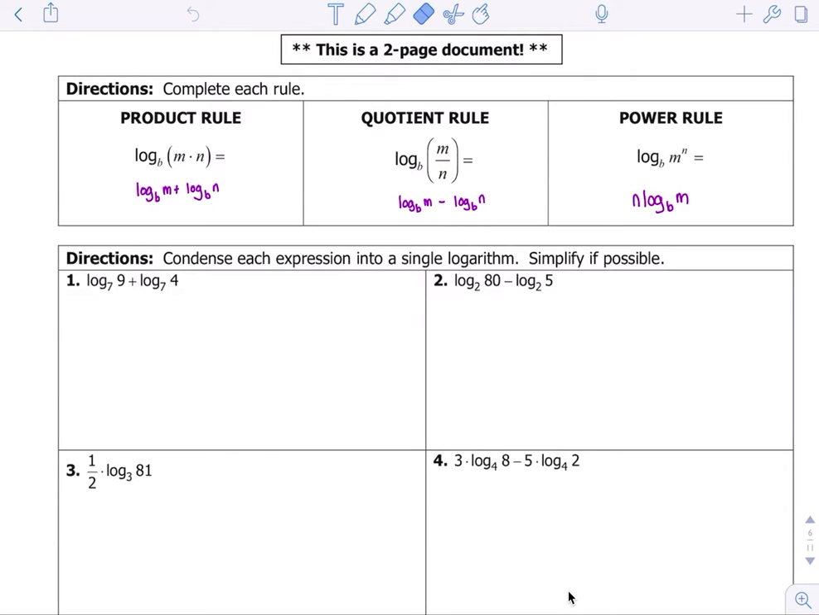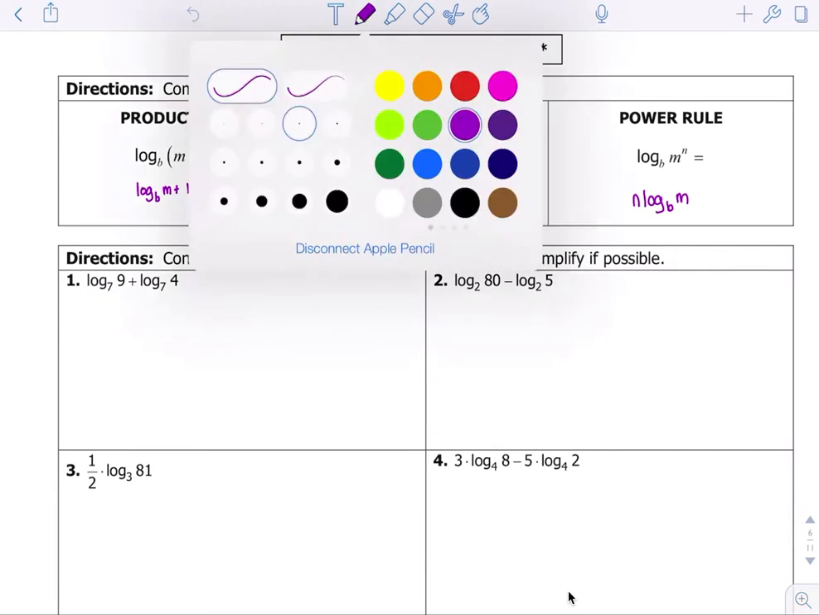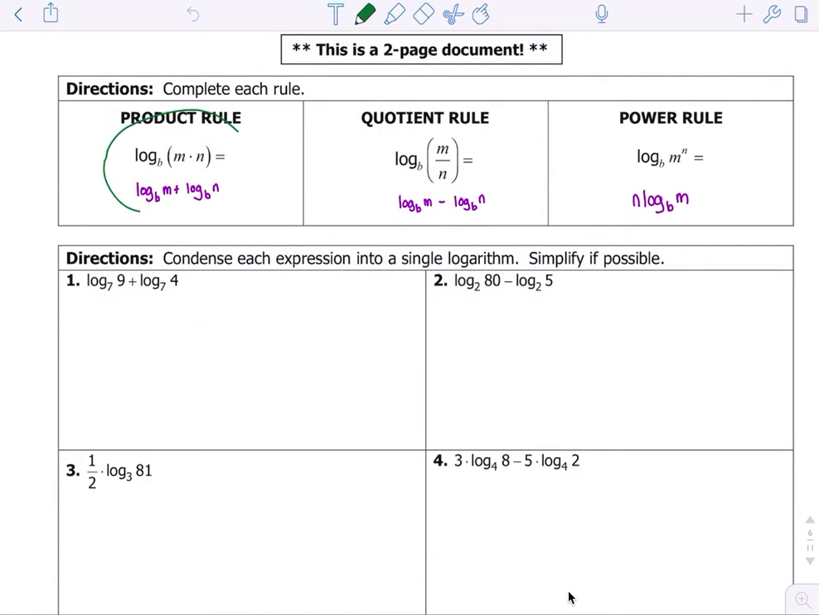All right, here's properties of logarithms. So we have product rule, quotient rule, and power rule. So just a small recap.